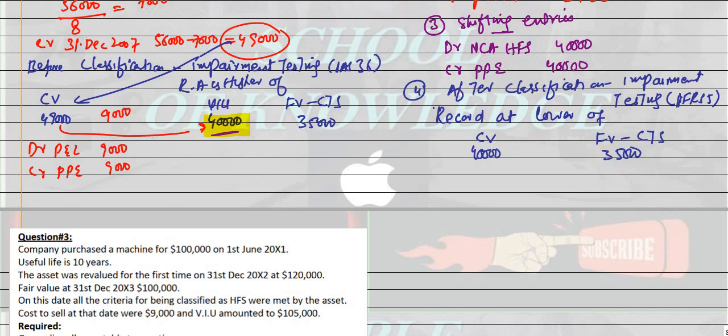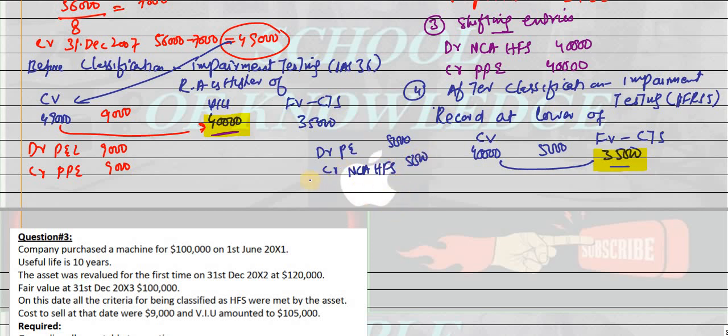Okay, and if you check here, the lower figure is this one, so we will use this figure, and the difference between these two figures is 5,000. So the asset again has impairment. The asset has impairment of 5,000. So I will write debit profit and loss, credit non-current asset held for sale by 5,000.